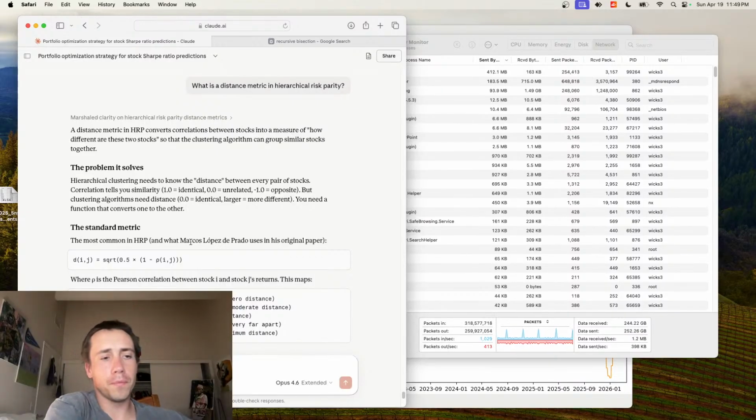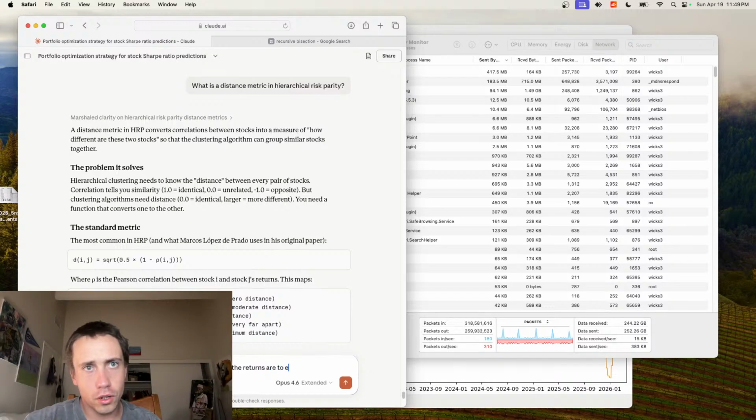Okay, so I want to derive the distance metric from how close the returns are to each other, or on how close the predicted Sharpe ratios are to each other.